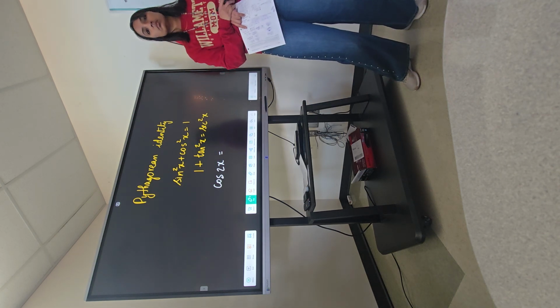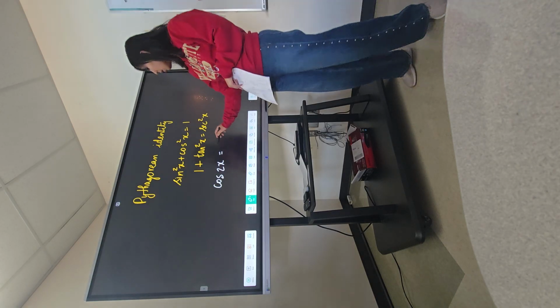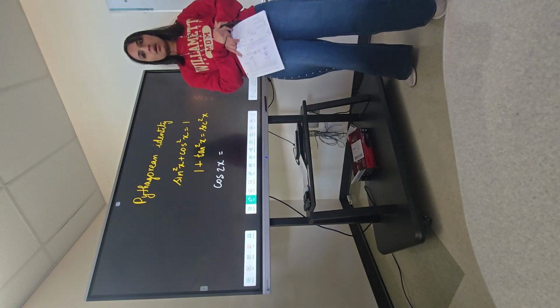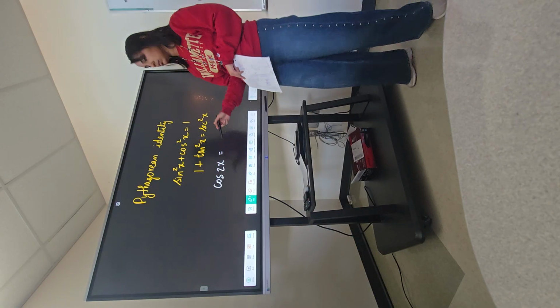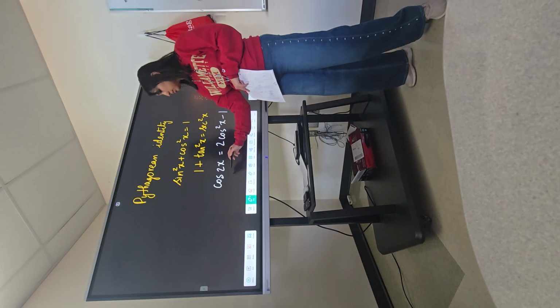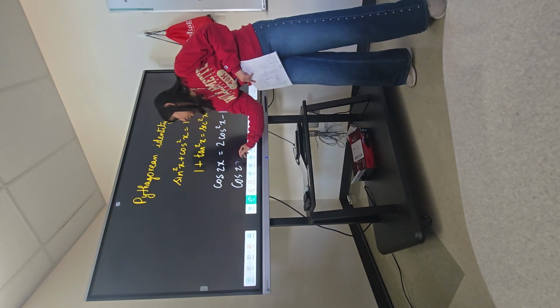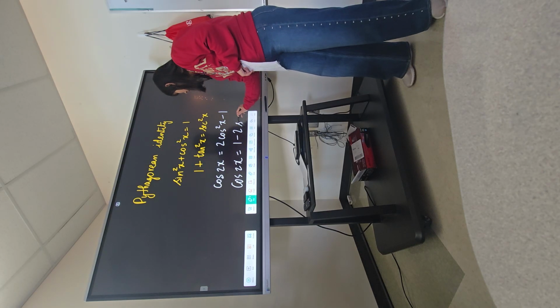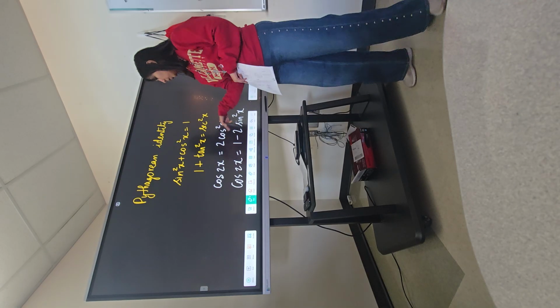Cosine squared theta minus sine squared theta. Yeah, we are not going to use that one. The other one: 2 cosine squared theta minus 1. And 1 minus 2 sine squared theta. We will be using these.